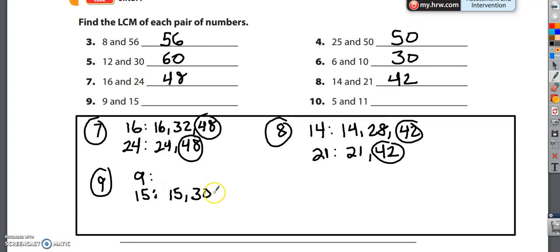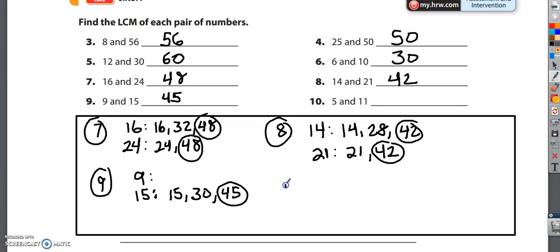Does 9 go into 30? No. So I'm going to do my third multiple of 15, which is 45. And I do know that that's going to be my answer, since 9 times 5 is 45. So 45 is my answer because it is the least number that both 15 and 9 go into. So that is a way that you can get these without making both lists.